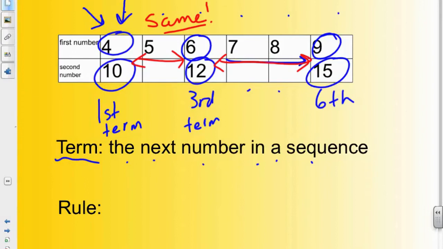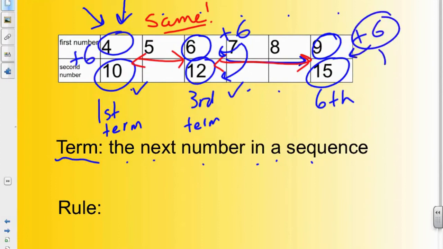Guys, if you plus 6 to 4, you get 10. Tick. If you plus 6 to 6, you get 12. Tick. If you plus 6 to 9, you will get 15. Tick. So the rule is plus 6. You plus 6 to the first number. And because you know the rule is plus 6, you can now fill in the boxes.